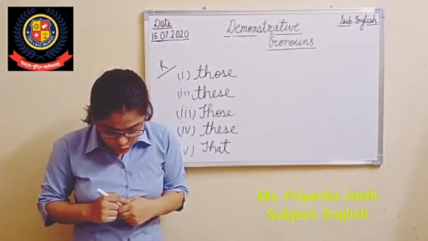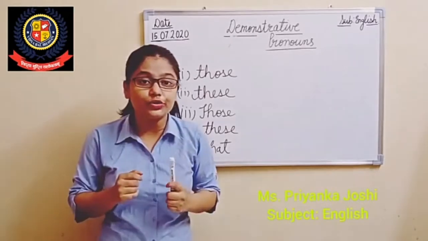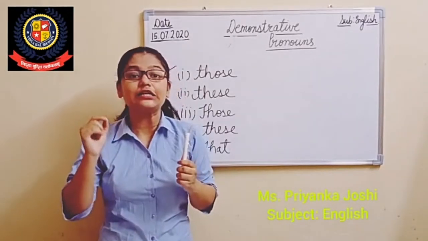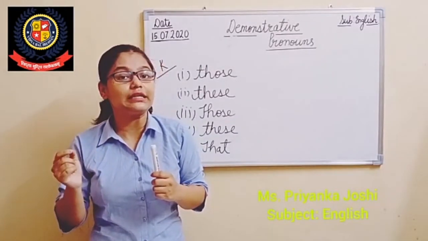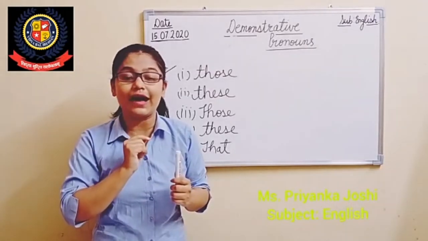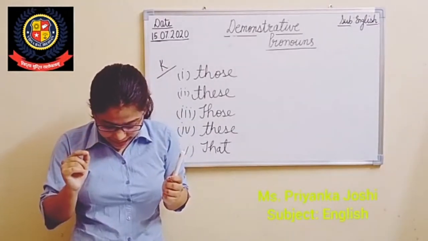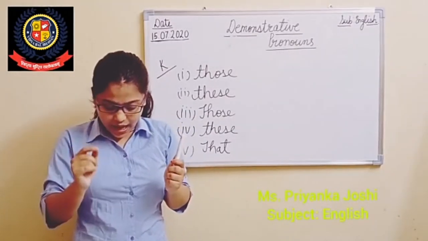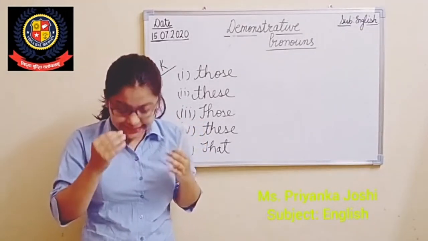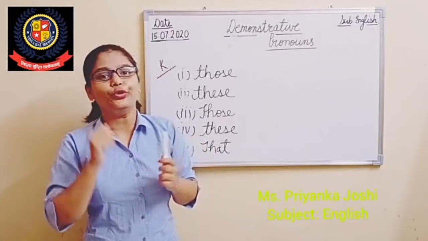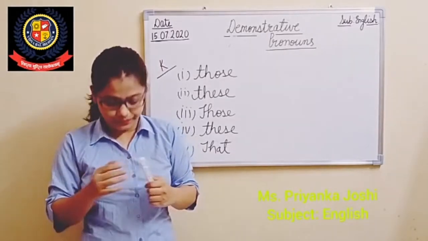Come to the third one. Those were difficult years for our family, right? So how are you going to write it? You are going to write: those years were difficult for our family. Those years were difficult for our family. Write it down fast. Come to the fourth one. No one buys these though they are beautiful cars. So how are we going to write it? No one buys these cars though they are beautiful. No one buys these cars though they are beautiful.